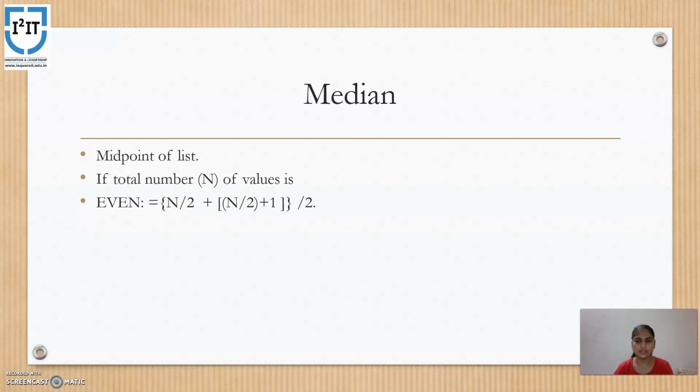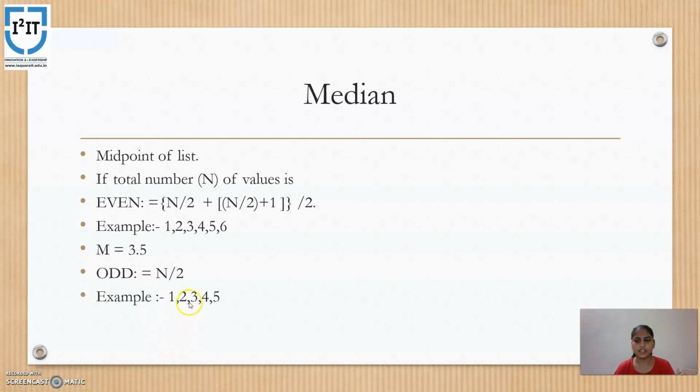Let's look at one example of the median for an even count. Here are 6 numbers: 1, 2, 3, 4, 5, 6. To calculate this, n by 2, 6 by 2, is 3, and plus 1 is 4. So 3 plus 4 again divided by 2 is 3.5. So the median of this even set of numbers is 3.5. For an odd count, it is the simplest formula, which is n by 2. Here 1, 2, 3, 4, 5 are 5 numbers, and the median of these will simply be 3.